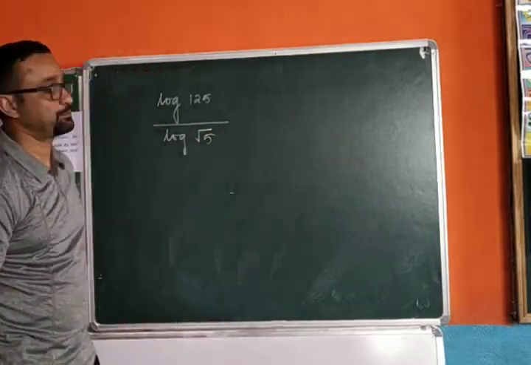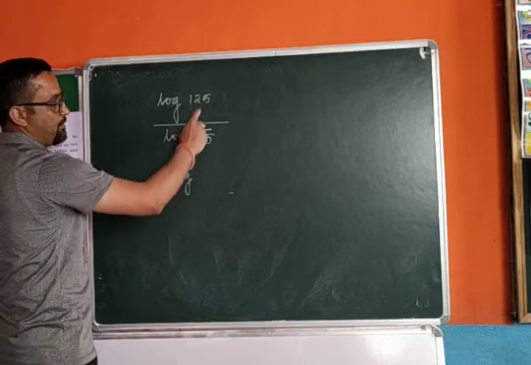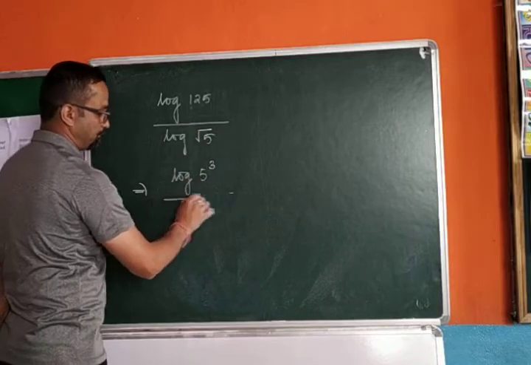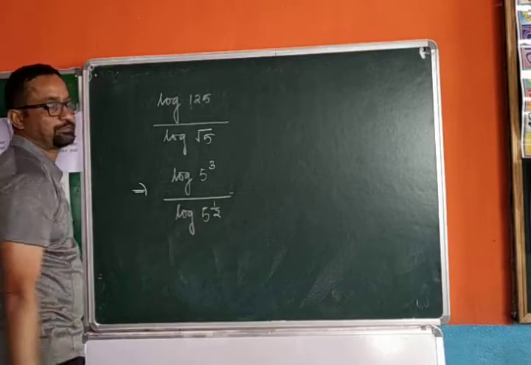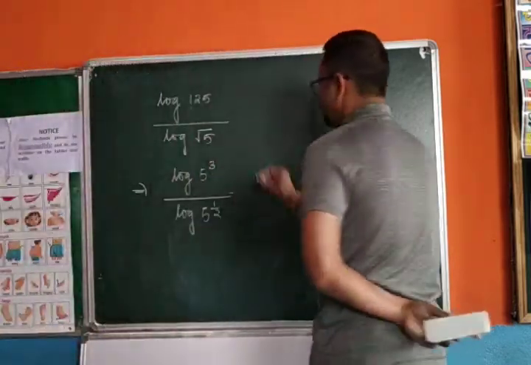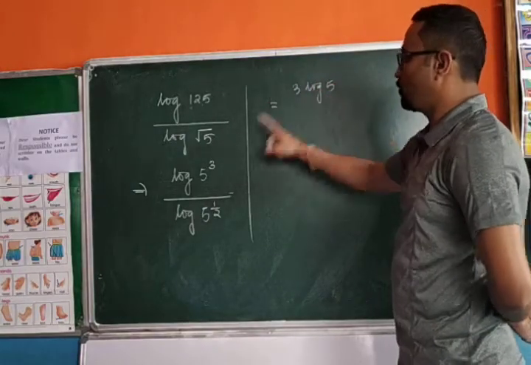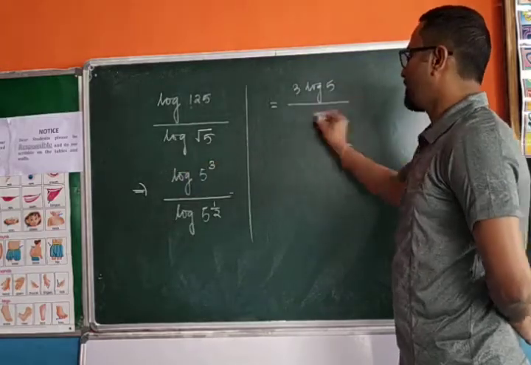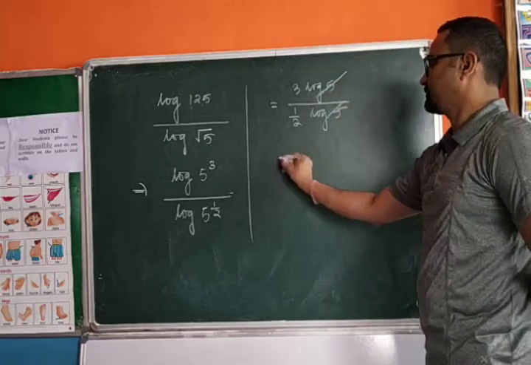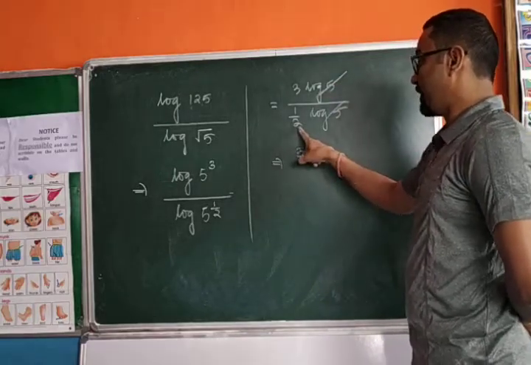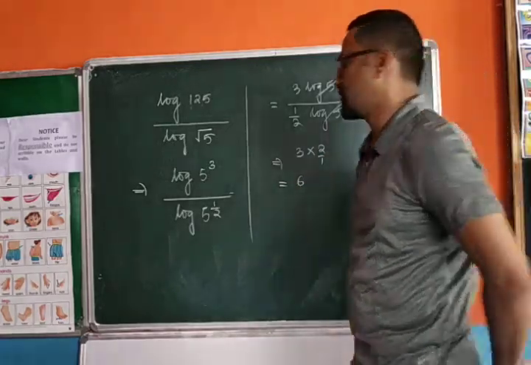Look at this question. Log 5 to the power of 3 divided by log 5 to the power of half. Use power law now. 3 log 5, the exponent goes in front of the logarithm. Half log 5, the log 5 cancels. 3 into, take the reciprocal of this, you get 6. Answer is 6.